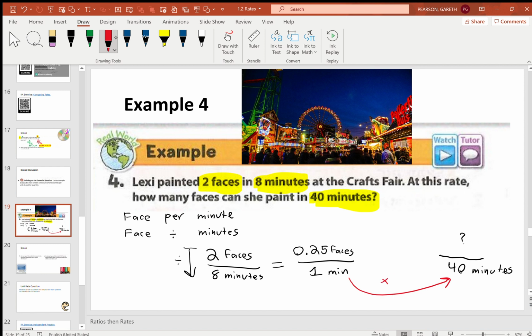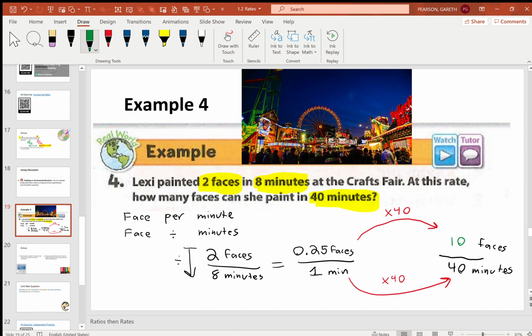So we can go ahead and multiply. Whoa, pause there. We can see 1 times what is 40? Well, 1 times 40 is 40. Okay, that's the key that we need to solving how many faces she can paint in 40 minutes. Basically, whatever's on the bottom, what we multiplied by, we have to multiply the same thing on the top. That way we keep the relationship constant. So all you have to do, in a calculator if you need to, though it shouldn't be very necessary, you take 0.25 times 40, and you get your answer of 10 faces. Lexi can paint 10 faces in 40 minutes.